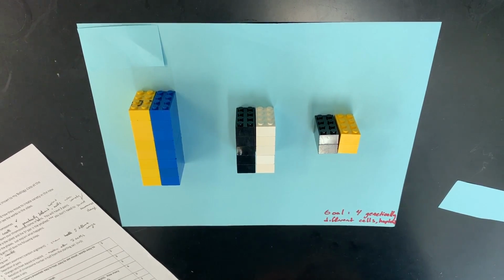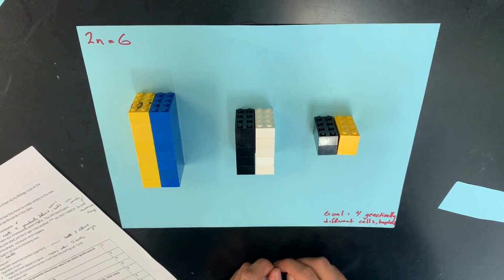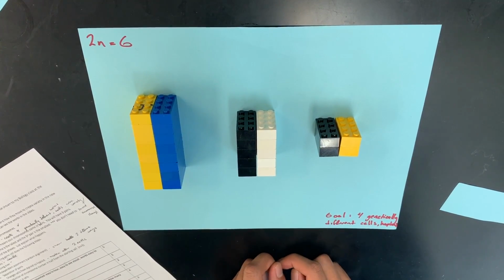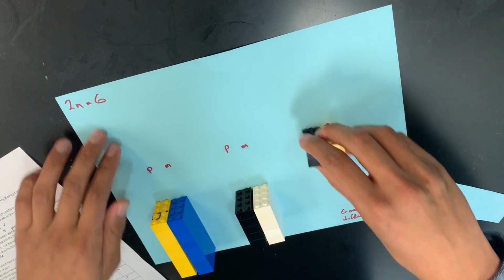So our cell here is considered 2n=6, meaning that there are 6 chromosomes total and two parts of the homologous pair, which means that there is a paternal and a maternal part for each one.